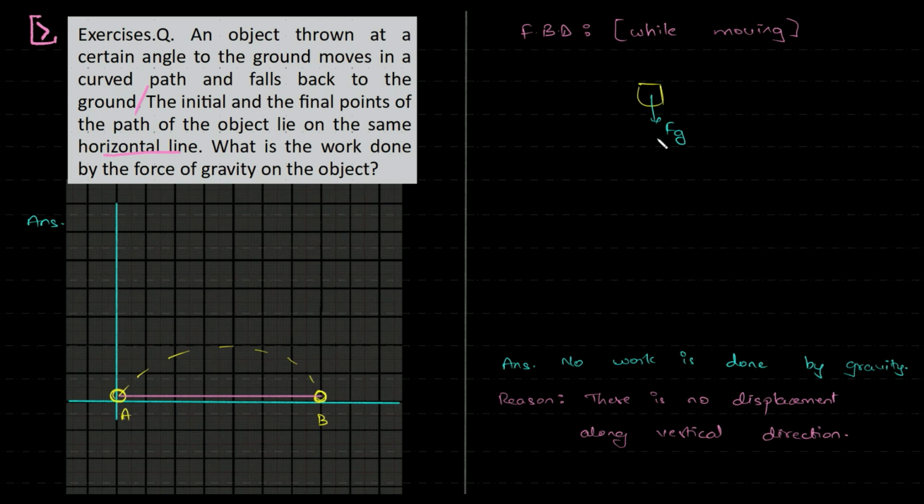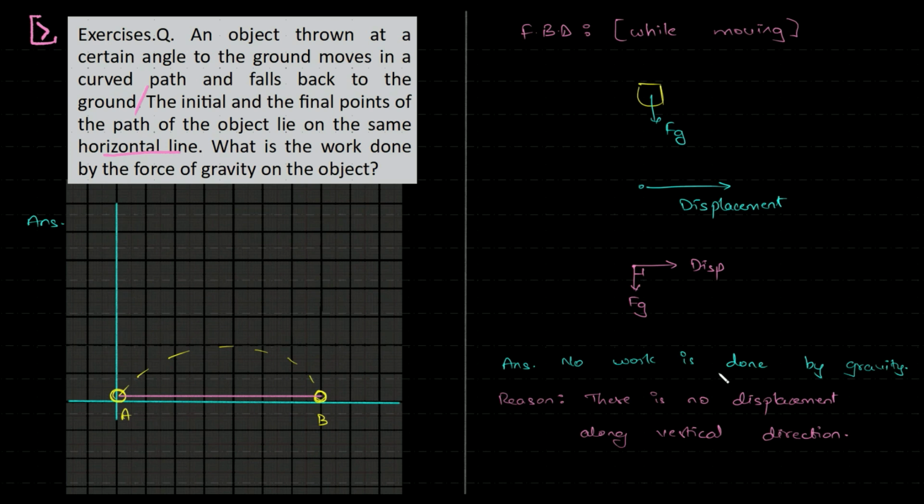Now, if it's getting pulled down and the initial and the final position are along the same horizon, what can we tell? The displacement is along the horizontal while the force is along the vertical. Is it not? So what is the angle made between them? The force of gravity and the displacement makes an angle of 90 degree. Agree? And so what can we conclude? We can conclude that yes, there is no work done by the force of gravity in this particular case.